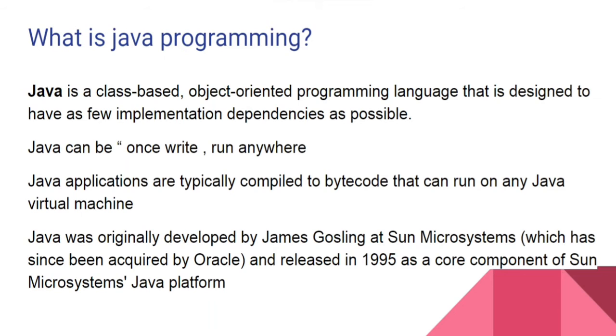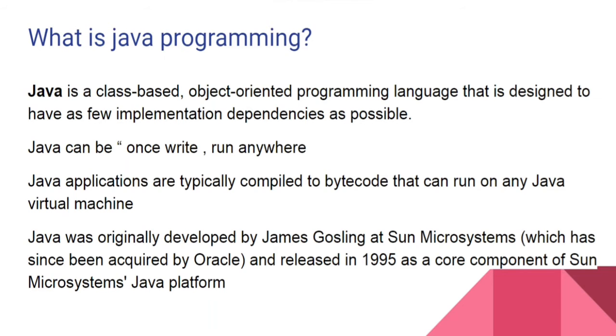Java is a class-based object-oriented programming language that is designed to have as few implementation dependencies as possible. So Java is the name of the language. Programming is the art in which we write computer understandable instructions. So we call them a program. When we write our program in the syntax of Java, we call it a Java program.